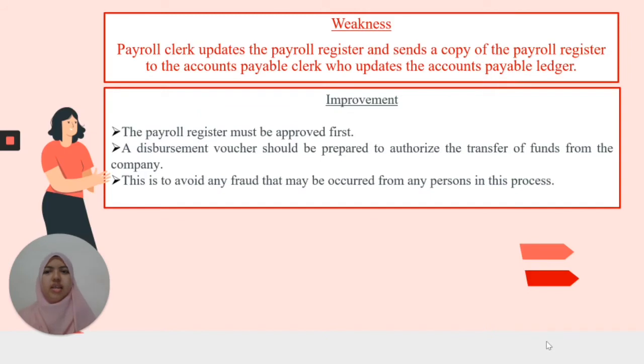So next is the weakness is payroll clerk updates the payroll register and sends a copy of the payroll register to the account payable clerk who updates the account payables ledger.